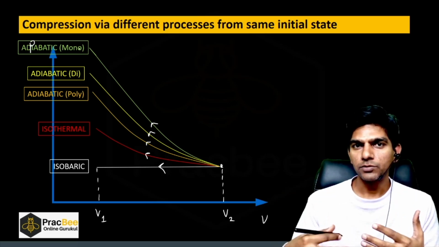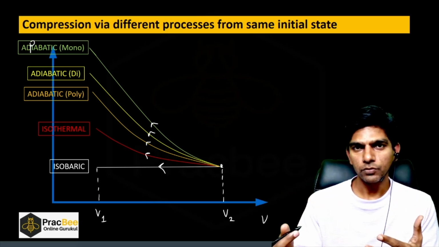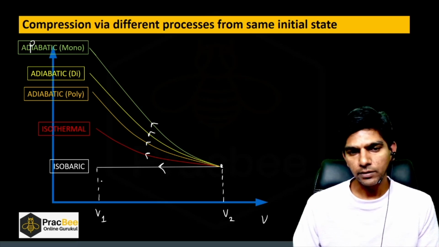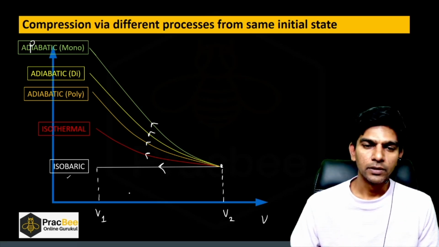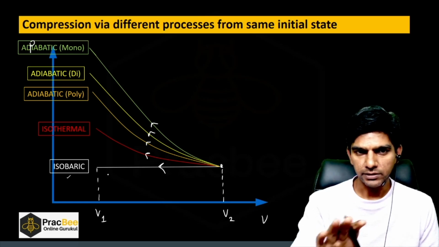But if you talk about the actual algebraic value with proper sign, then the work done by the isobaric process will be greatest because it will be least negative. Got it? So do remember these graphs.